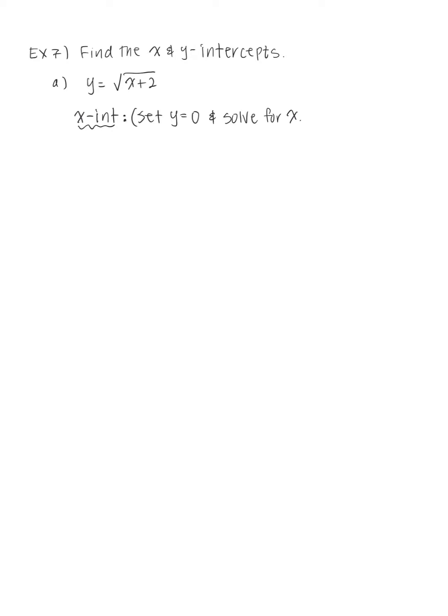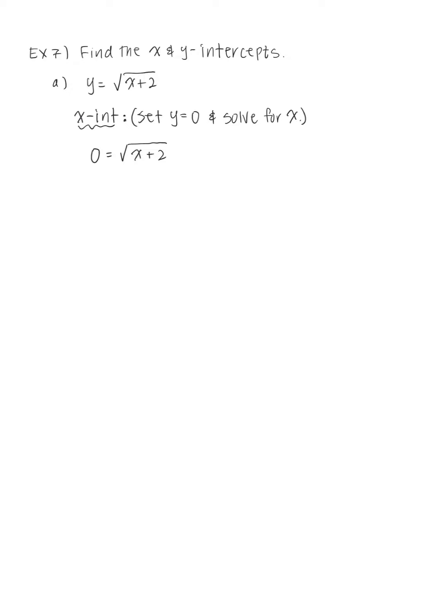Okay, so let's do it. We're going to have to set y equals 0. So we're going to get 0 equals square root of x plus 2. Now, we're going to have to solve for x. That means I've got to get rid of that square root. So what do we do? Yes, you square both sides.